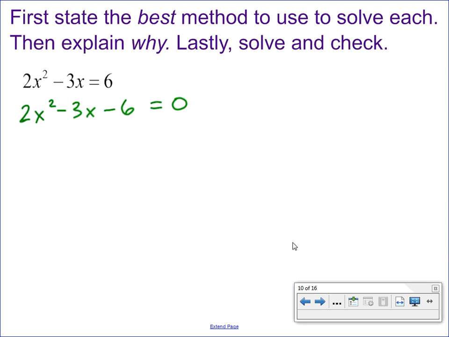So I think this is a great opportunity to practice our other method, quadratic formula, where I have an x squared term that's not 1x squared. See how that's 2x squared? And an odd linear term. And so I think quadratic formula is a great time to practice now. So I'm going to choose the quadratic formula for this one. Again, to practice.